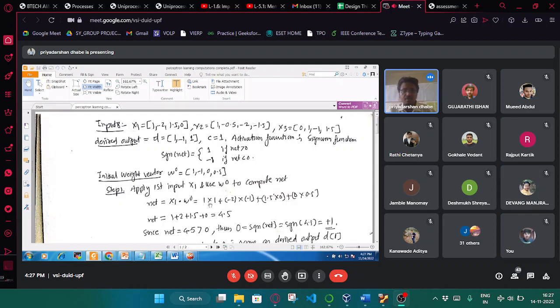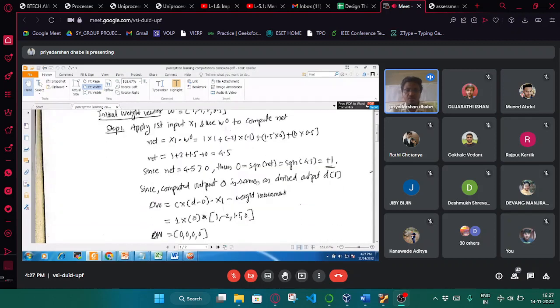So the net input is the component-wise product: 1 multiplied by 1, plus minus 1 multiplied by minus 2, multiplied by minus 1, 1.5 multiplied by 0, 0 multiplied by 0.5. So I will get net equal to 4.5 for the first input pattern, using W0. Since net is greater than 0, O, the signum of net, is equal to plus 1. Now this is called O.